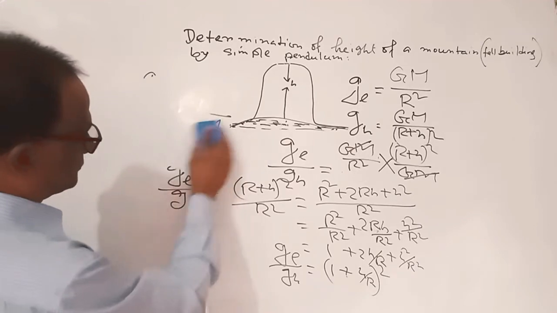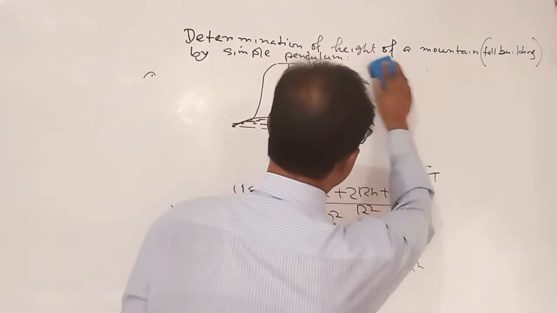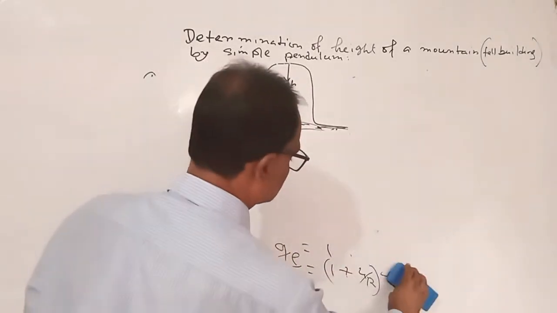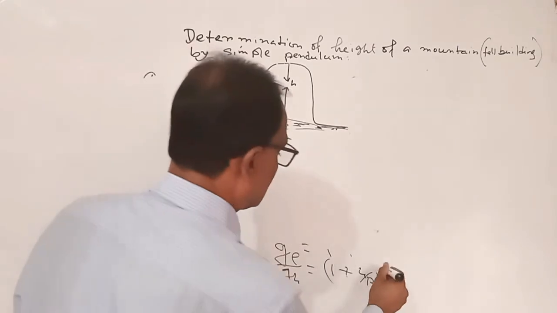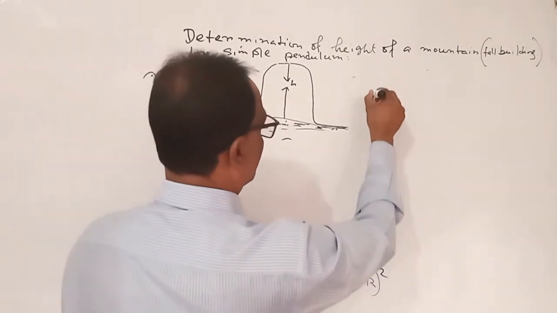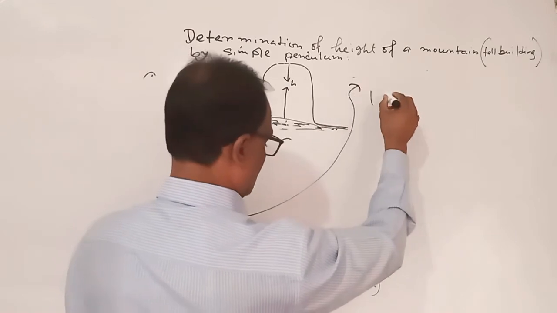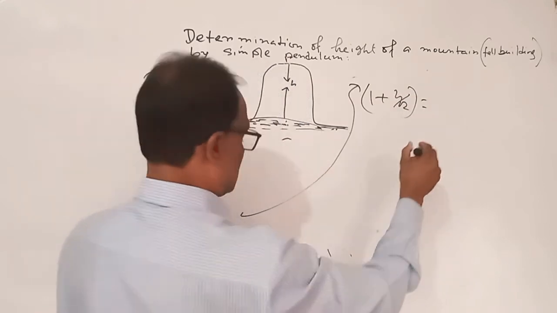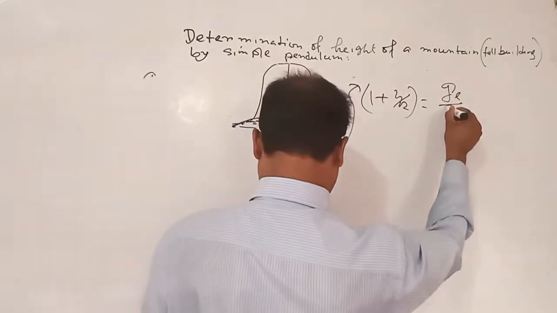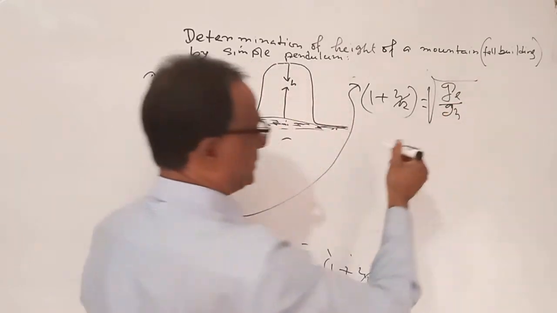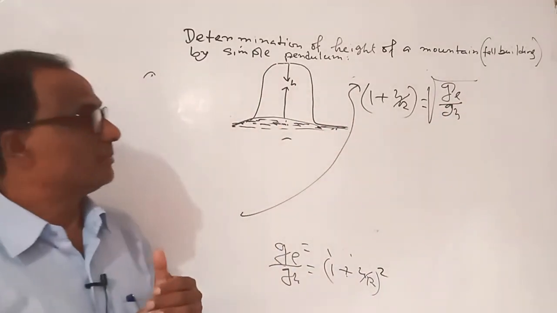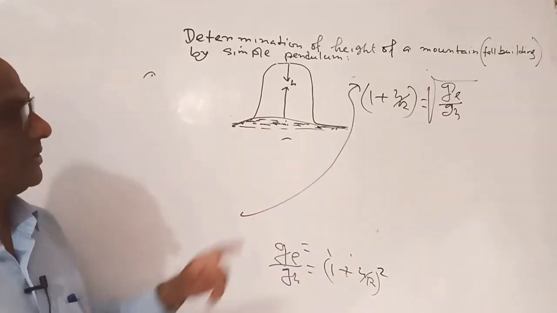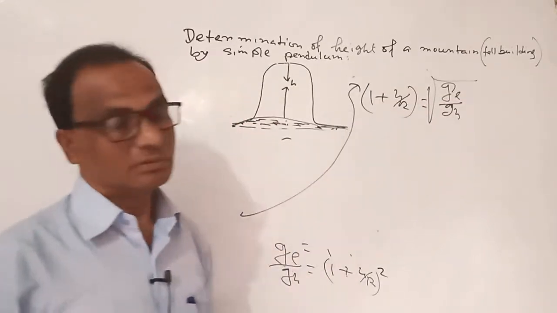We can write that 1 plus h by R equal to root of Ge by Gh, that is the ratio of the acceleration due to gravity on the earth surface to the acceleration due to gravity on the hill is equal to this.